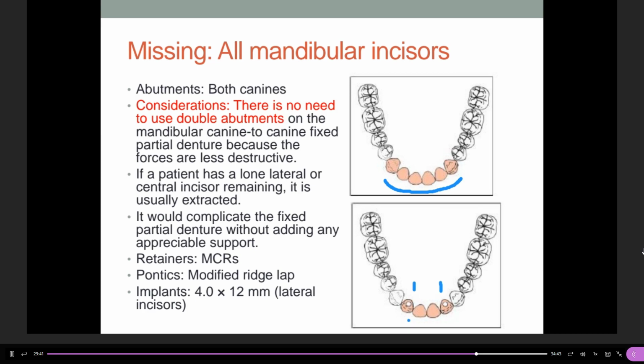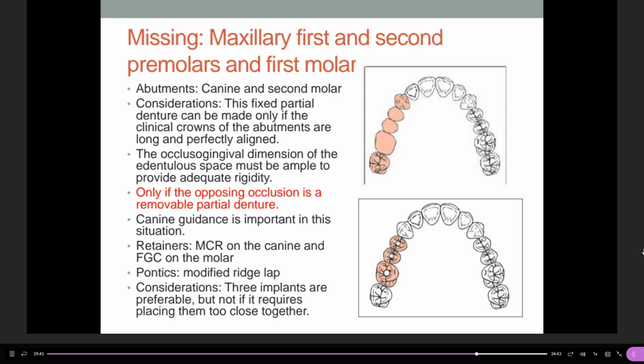As I said in the first slide, any situation where 3 posterior teeth are missing is a complex prosthesis. Canine and second molar can sometimes be used to make an FPD when premolar and first molar are missing.